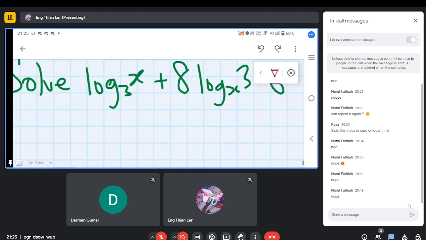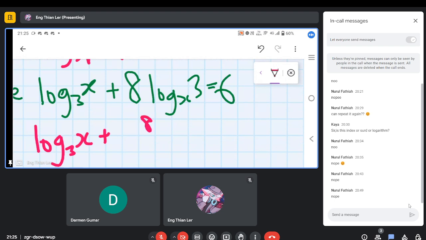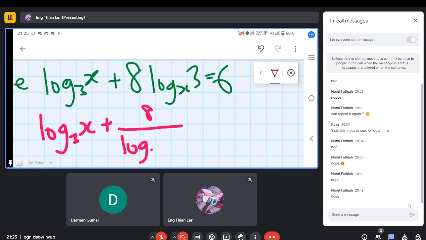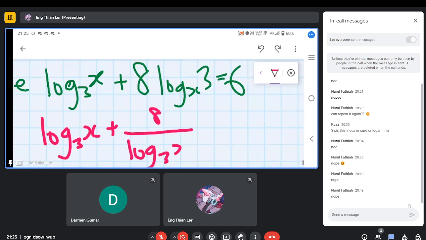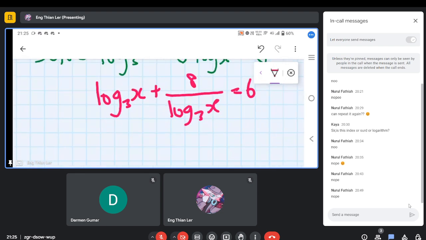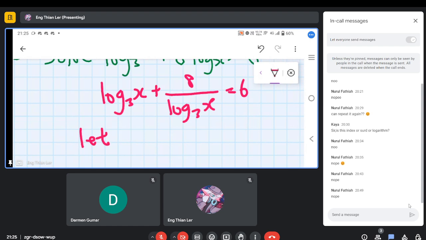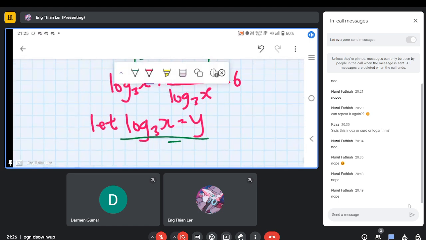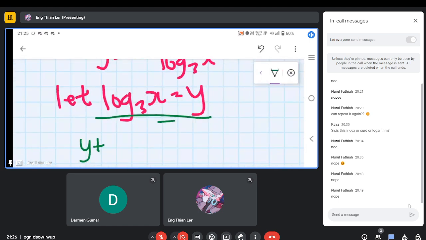Okay, so log 3x plus 8 over, well, we already took the 1 over log 3x, equal to 6. So now what? Now let log 3x equal to y. Why do I do this? Maybe you'll find out later. So everything has changed already. It becomes y plus 8 over y equal to 6.